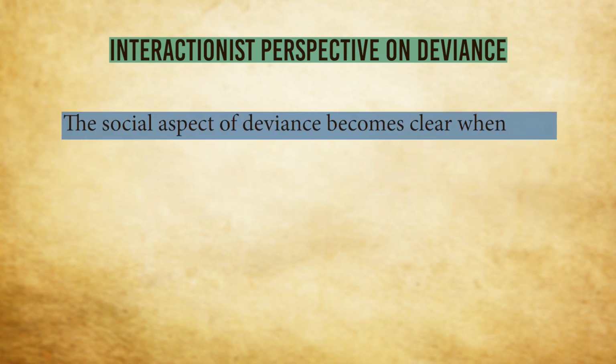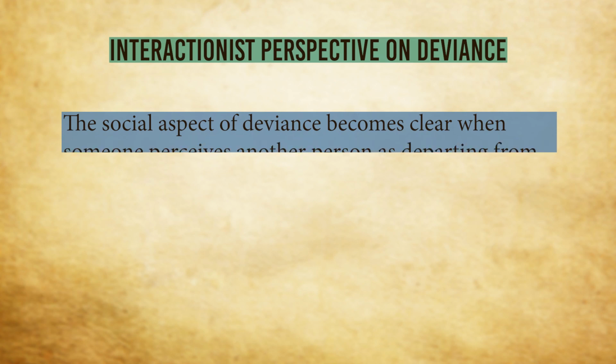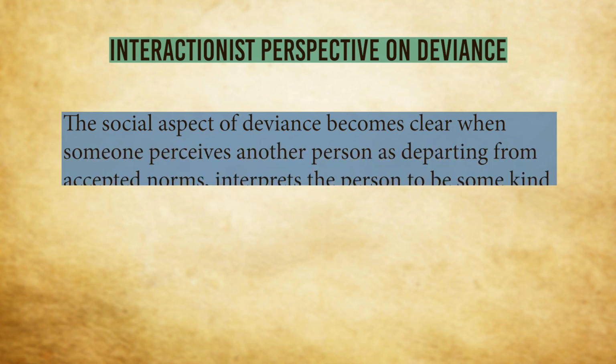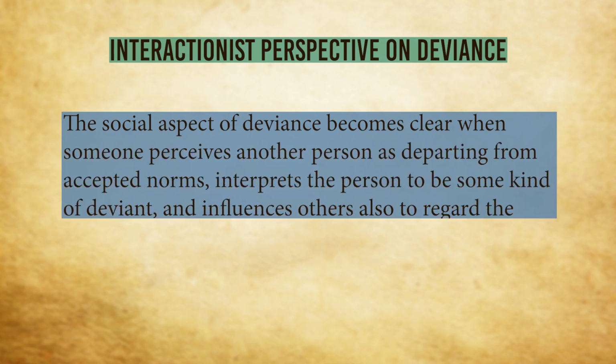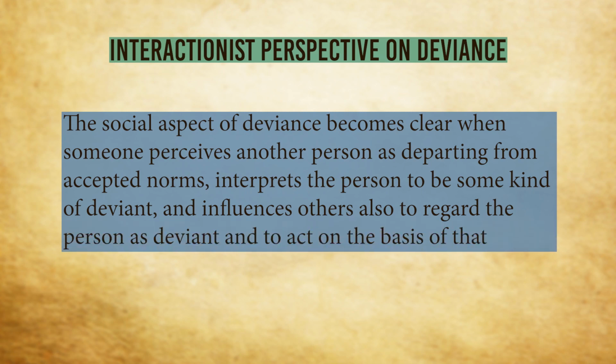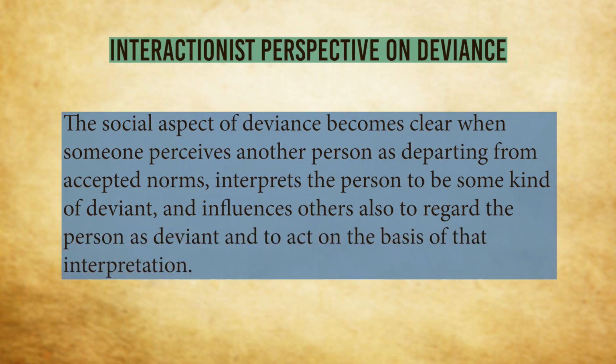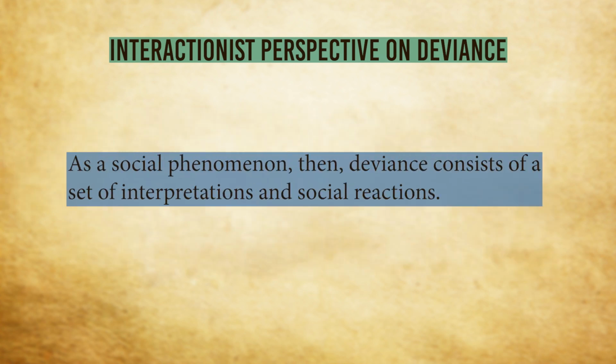The social aspect of deviance becomes clear when someone perceives another person as departing from accepted norms, interprets the person to be some kind of deviant, and influences others also to regard the person as deviant and to act on the basis of that interpretation. As a social phenomenon, then, deviance consists of a set of interpretations and social reactions. Having said that, what is a deviant?